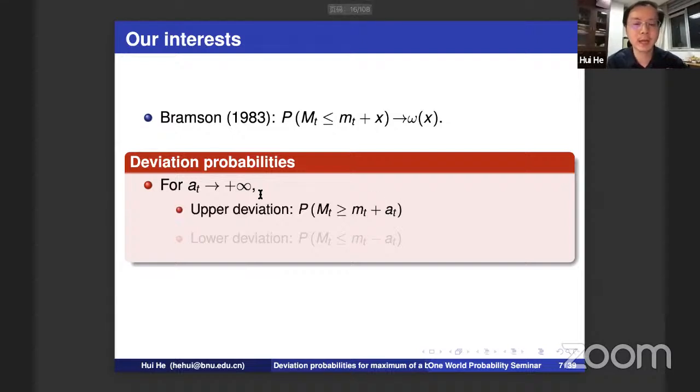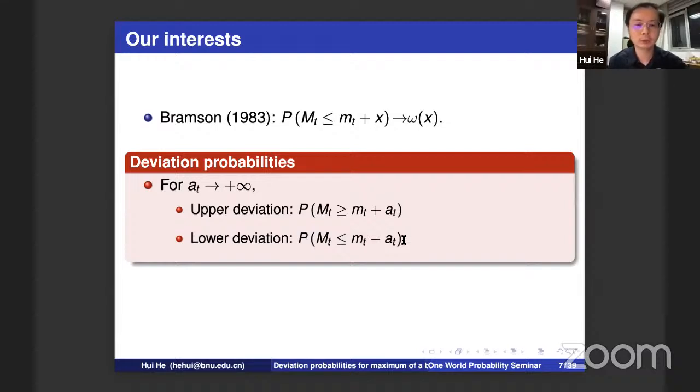The first is about upper deviation probabilities. That is, we know that M_t centered by little m_t converges weakly. So with you plus a_t here, this probability will go to 0. So we want to know the decay rate. And then we consider the opposite direction, that is capital M_t less than little m_t minus a_t. And again, we know that this probability goes to 0. We also want to know the decay rate of going to 0.